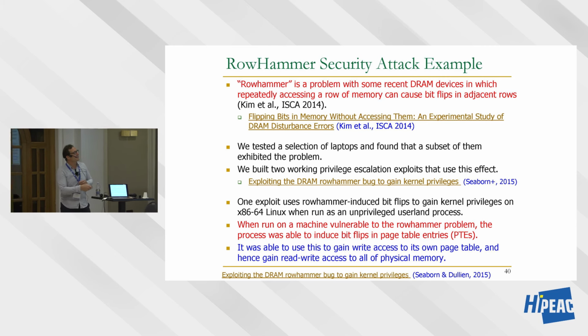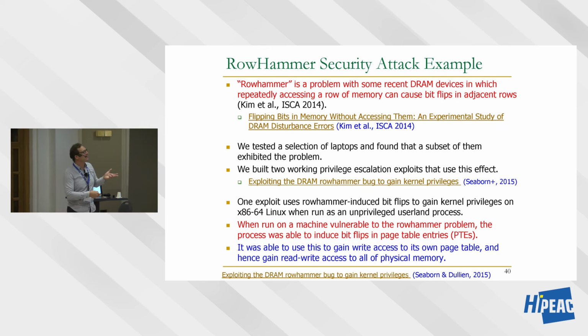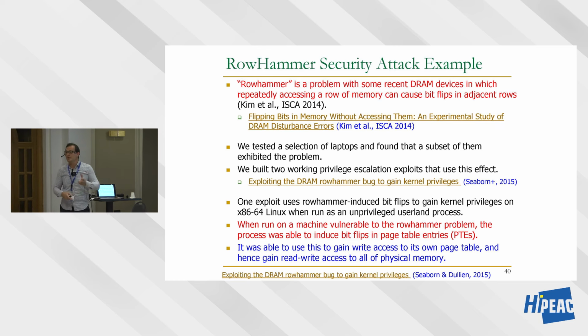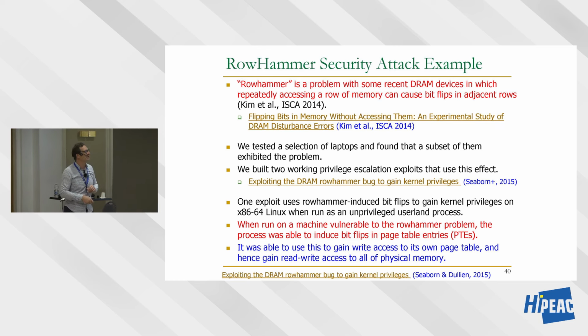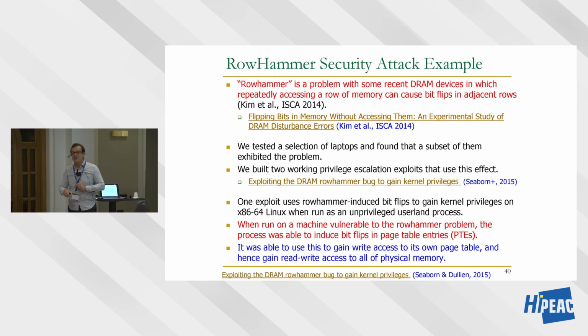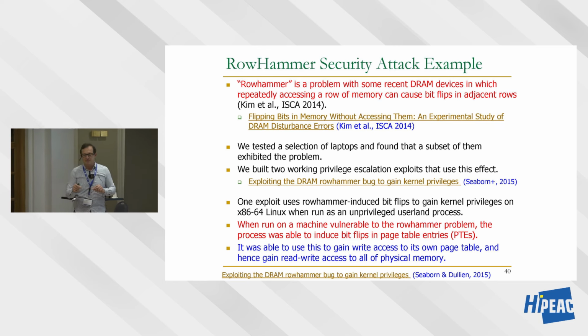As I said, they basically read the paper. They actually contacted us at some point. We discussed with them. And they basically replicated this on laptops. And they built 2 attacks. One attack essentially takes over the Google Native Client, which is interesting, but we'll talk about that later on. And the other attack is very, very interesting. What it does is, as a user-level program, it induces these bit flips, and it's able to take over the x86-64 Linux kernels.